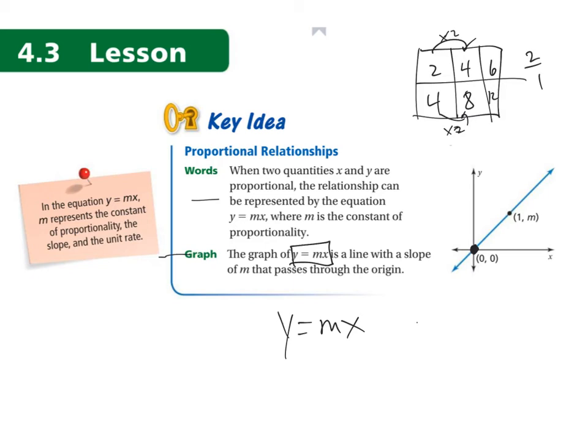What is the y-intercept here? The y-intercept is 0. So instead of putting y equals mx plus 0, we just get rid of it. So that's the only thing you need to know about proportional.